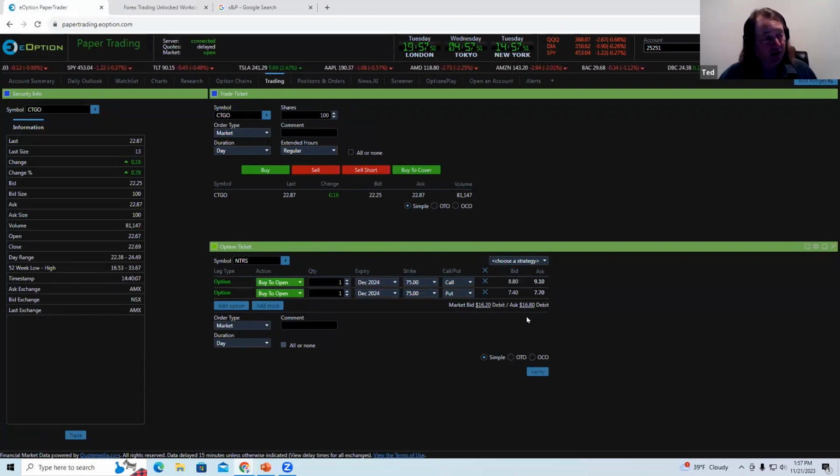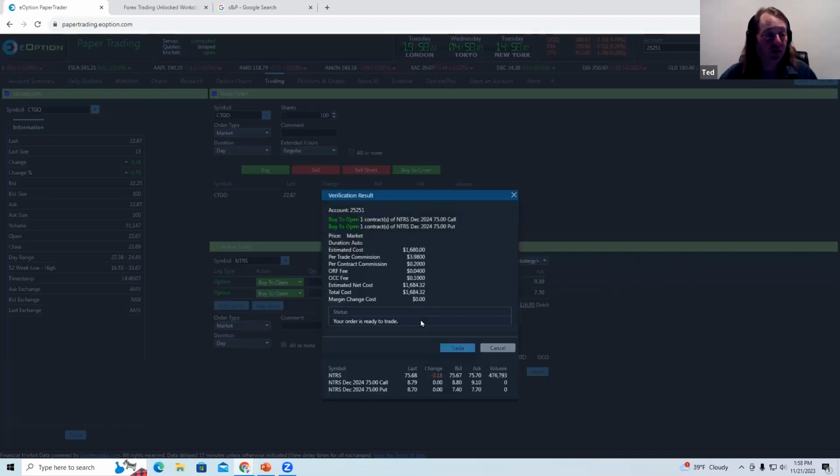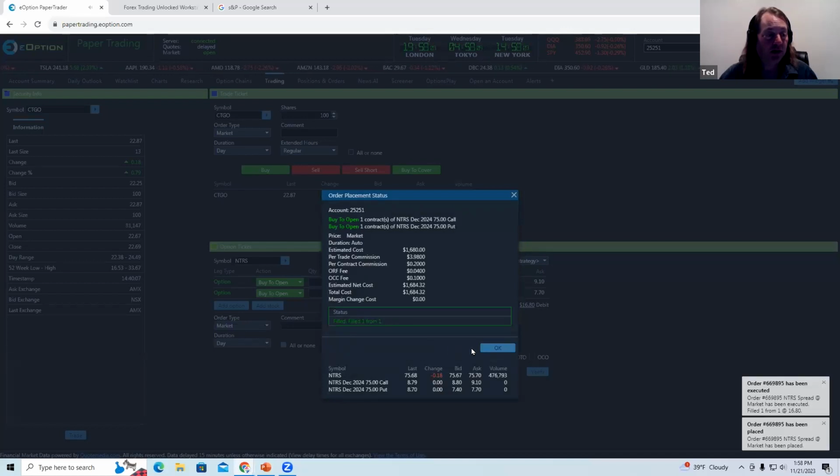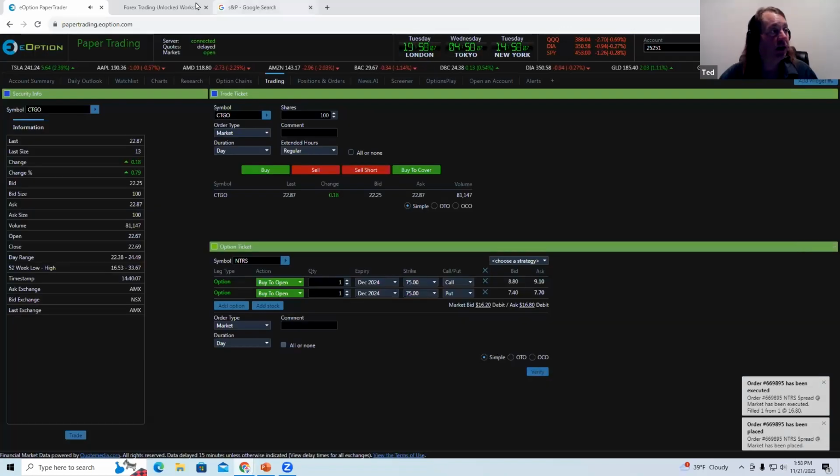So it's an expensive straddle, but considering the potential for market movement here and the volatility, I think this is a good call here. So we're going to verify this one here. So for 16.84, all right, so 16.84.